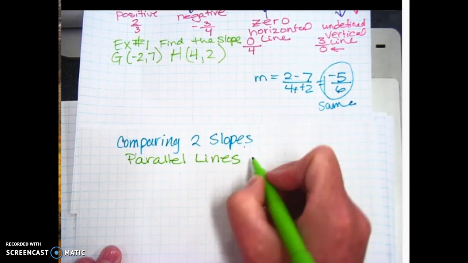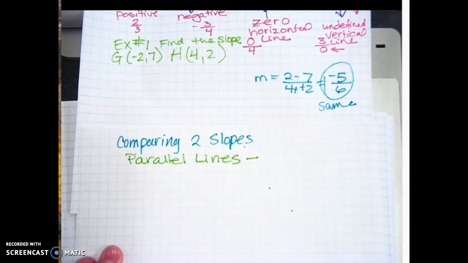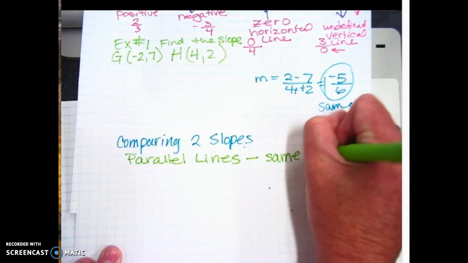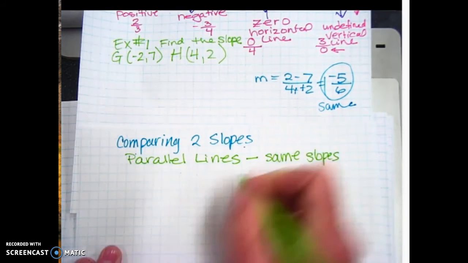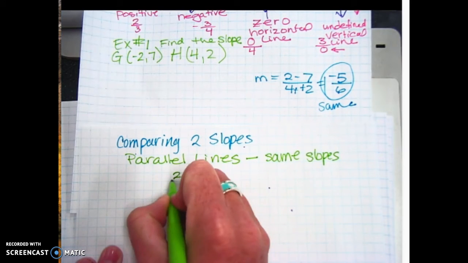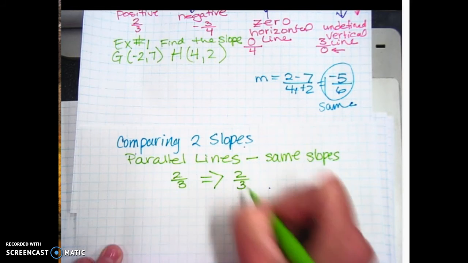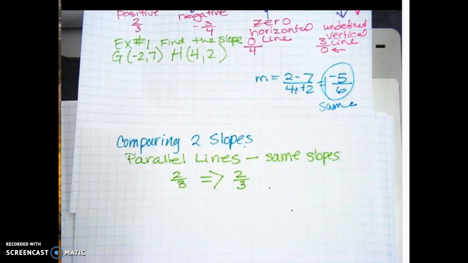They're going to have what kinds of slope? Anybody know? Same, yes, same slopes. So if one has a slope of 2/3, the other one is going to have a slope of 2/3. You're going to say they are parallel lines.